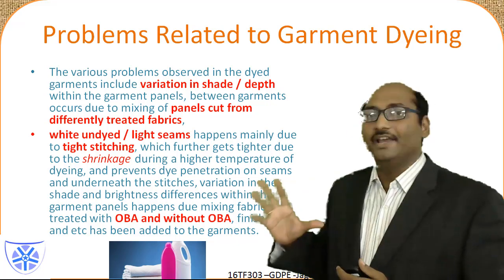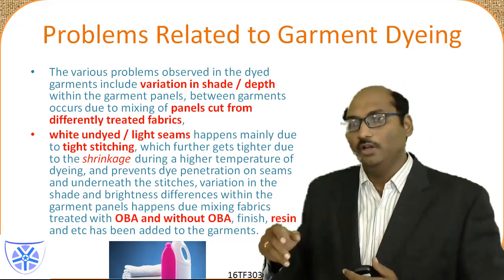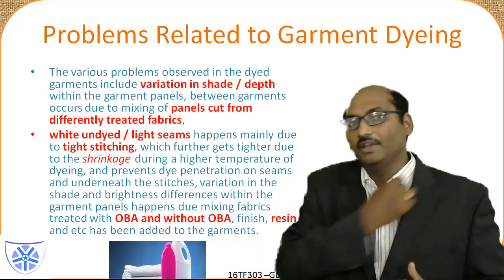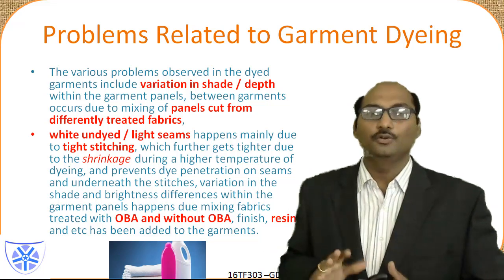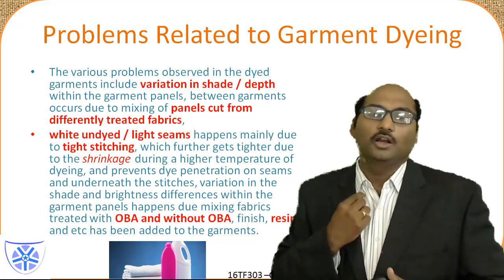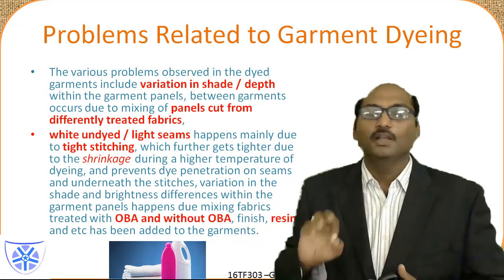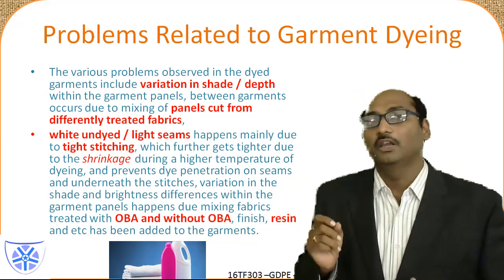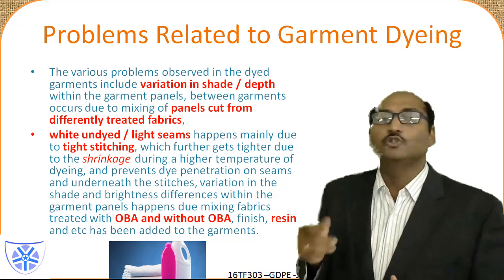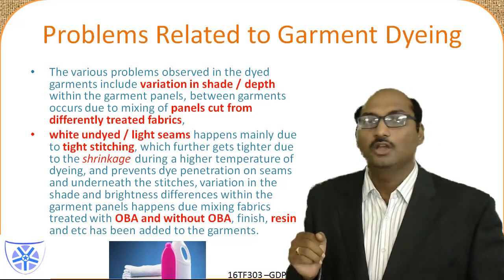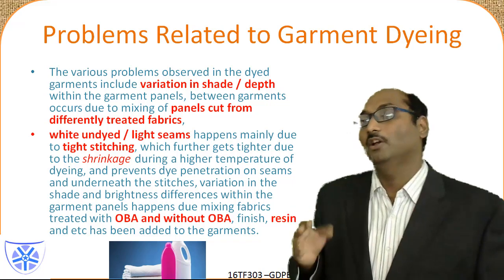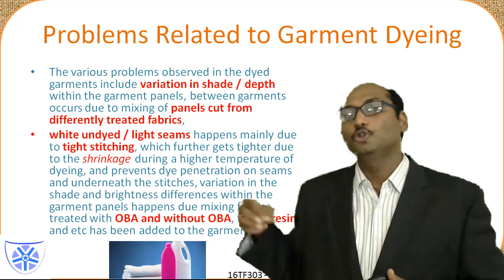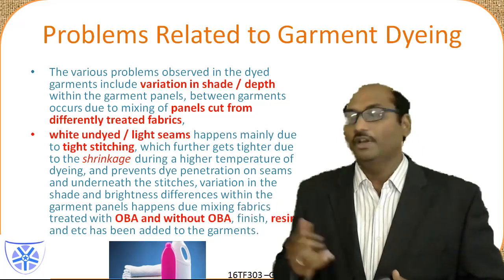The white undyed or light seams means only the shade percentage is common throughout the garment, but in some areas the shade is not uniform or very light. Maybe near the collar, the garment is dyed with a pink color, but near the collar it is almost white. It does not absorb the pink color. Okay, so it may happen due to the tight stitching. Or sometimes the fabric itself has more cover factor such that it will not let the aqueous solution go inside. Okay, so that is one thing.